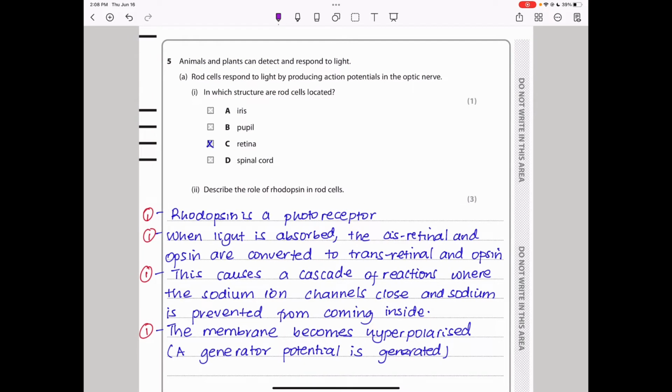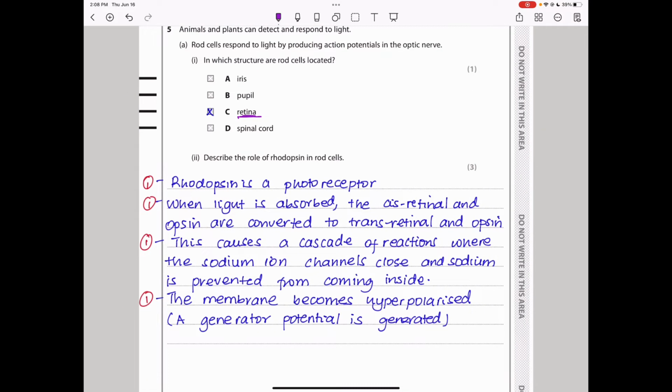Question 5 says, animals and plants can detect and respond to light. Rod cells respond to light by producing action potentials in the optic nerve. In which structure of the eye are rod cells located? Rod cells are located in the retina. The retina is the light-sensitive part of the eye. It contains the rods as well as the cone cells. So they are located in the retina.